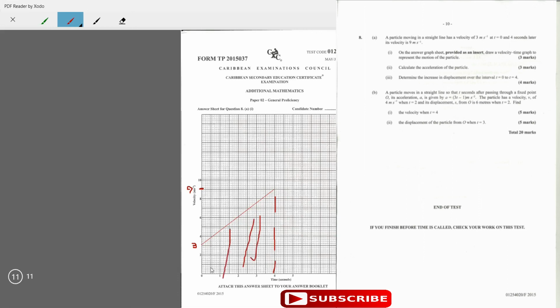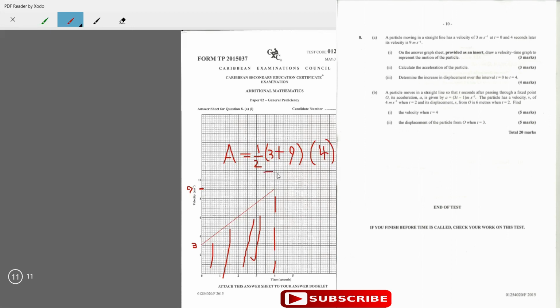This is a trapezium. So total distance is the area under the graph. The area under the graph is going to equal a half the sum of the parallel sides, which is a half of 3 plus 9, multiplied by the perpendicular distance. This perpendicular distance going this way is 4. And so that's equal to a half of 3 plus 9 times 4.